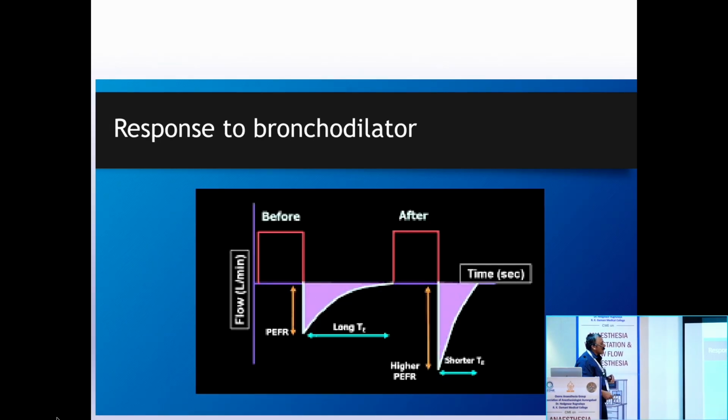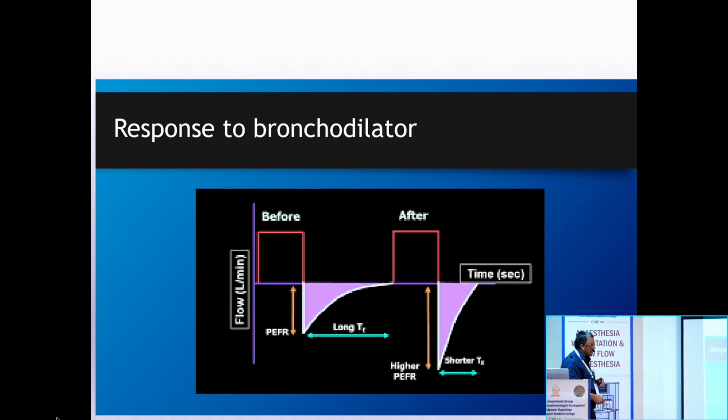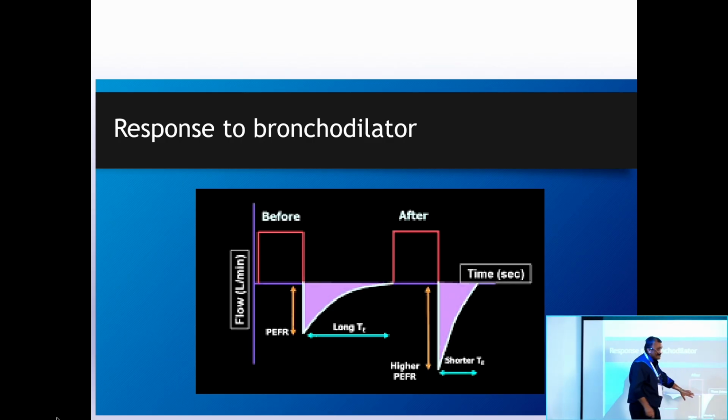Now this is a bronchodilator response. Can you see this is the peak expiratory flow rate. It was going slowly and a long expiratory time was there. Now after a bronchodilator, you can see it's going very nicely. You need to be very clear that you can have a shorter expiratory time also in an ARDS patient.